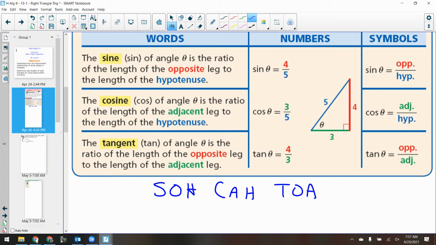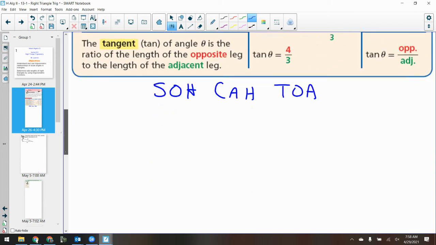Don't offend the song. SOHCAHTOA is a way to remember the trigonometric ratios and how they relate to each side length. For example, sine is always equivalent to the opposite side divided by the hypotenuse. SOH. CAH. Cosine is always adjacent divided by the hypotenuse, and tangent is always the opposite divided by the adjacent. Now, what does that mean? It always depends on the angle that you're looking at.